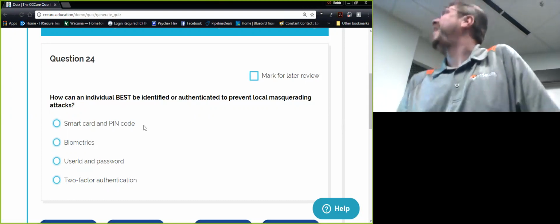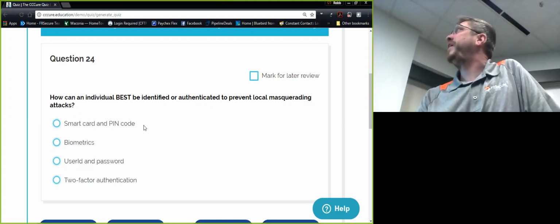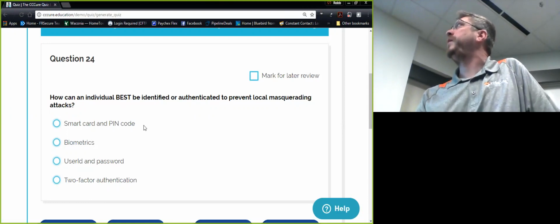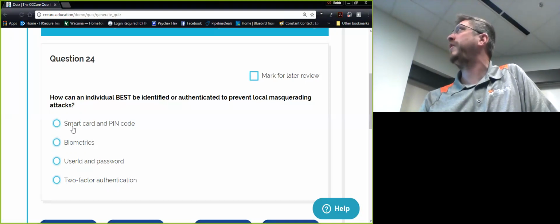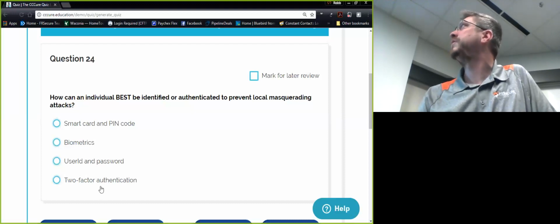How can an individual best be identified or authenticated to prevent local masquerading attacks? Smart card and PIN code. That's two physical things. Well, I'm sorry. Physical, something you have, something you know. Biometrics, user ID and a password, or two-factor authentication.